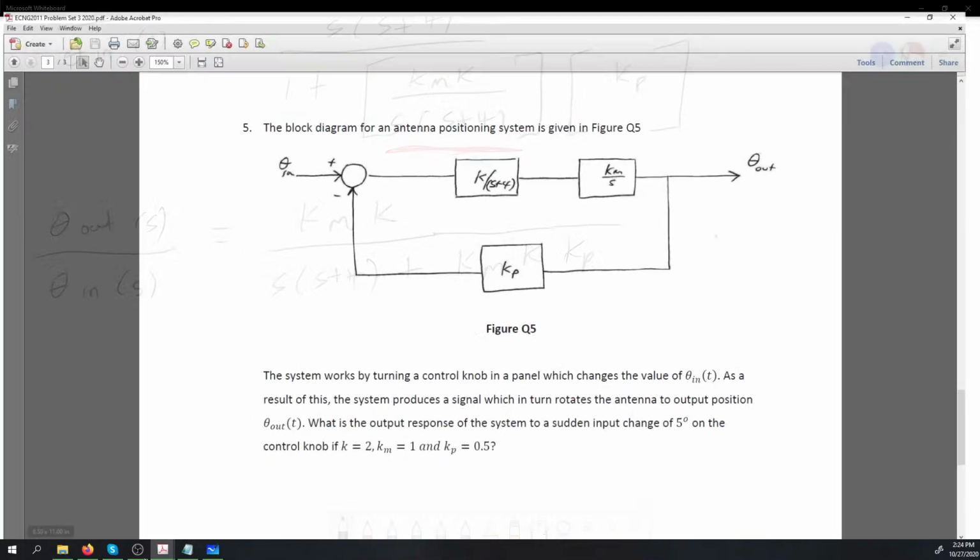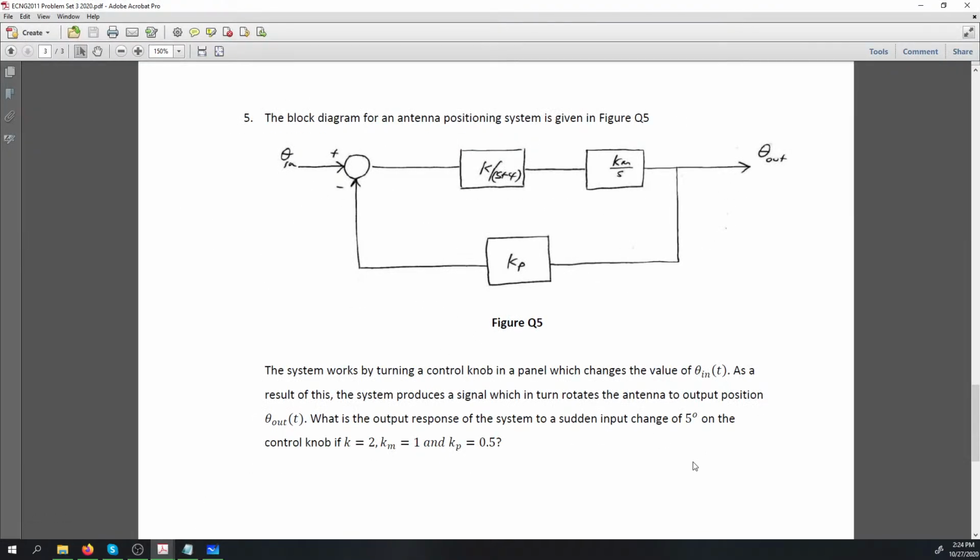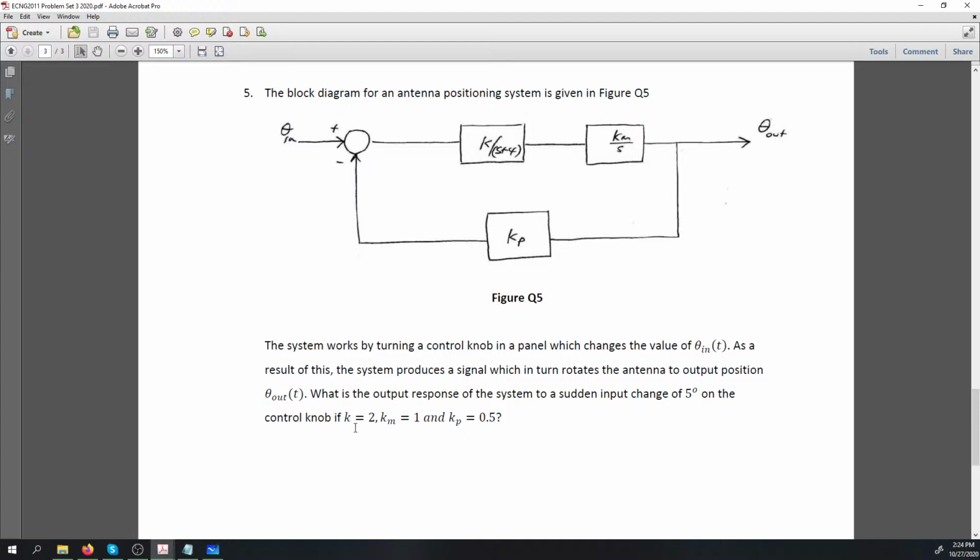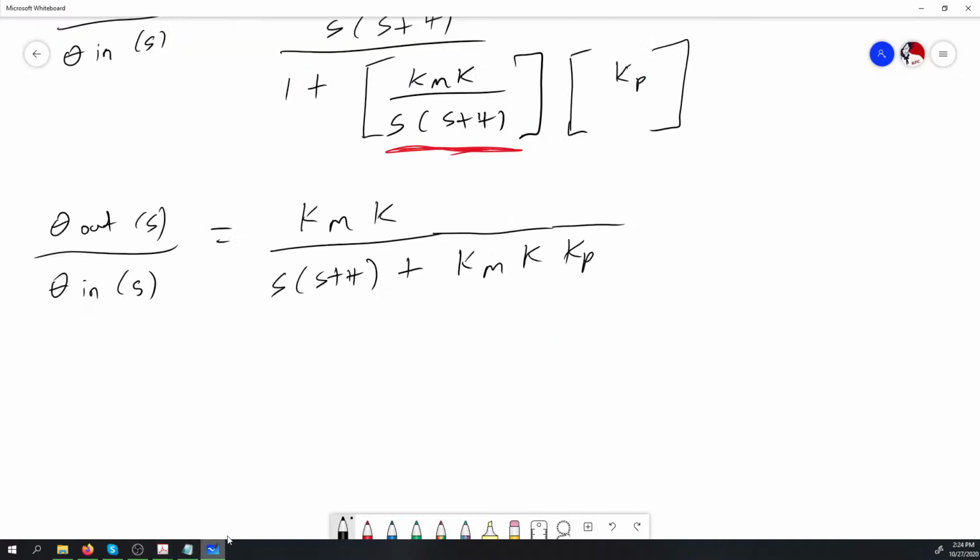Now, the question gives us the values for K, Km, and Kp. K is 2, Km is 1, Kp is 0.5. So let's write that in.